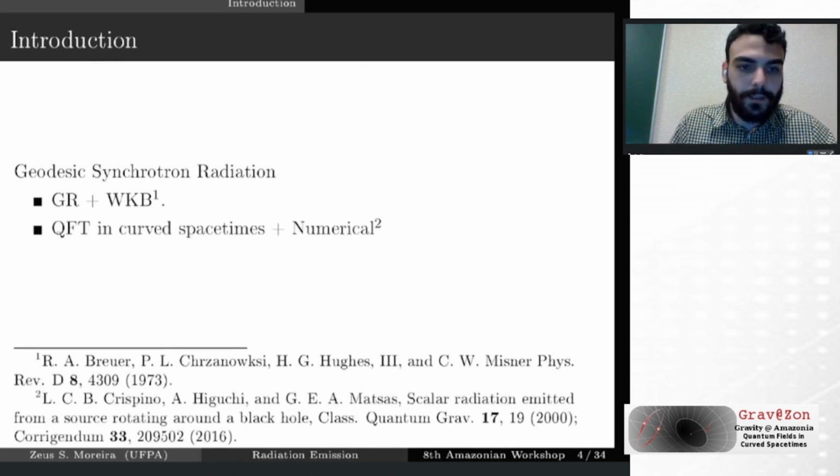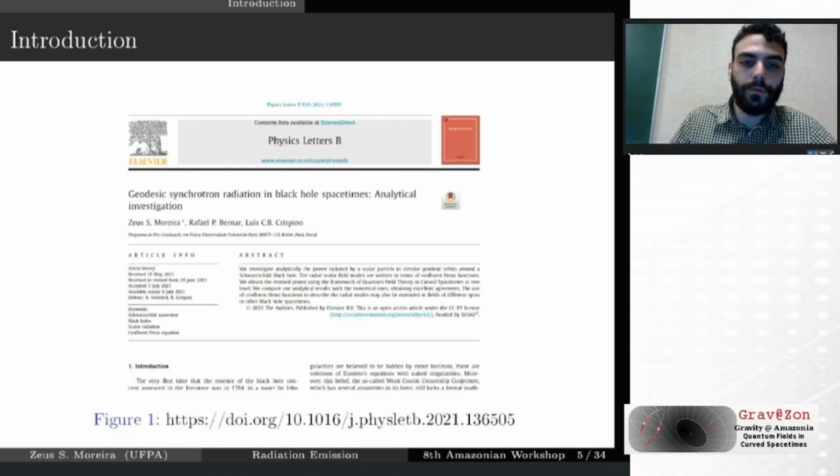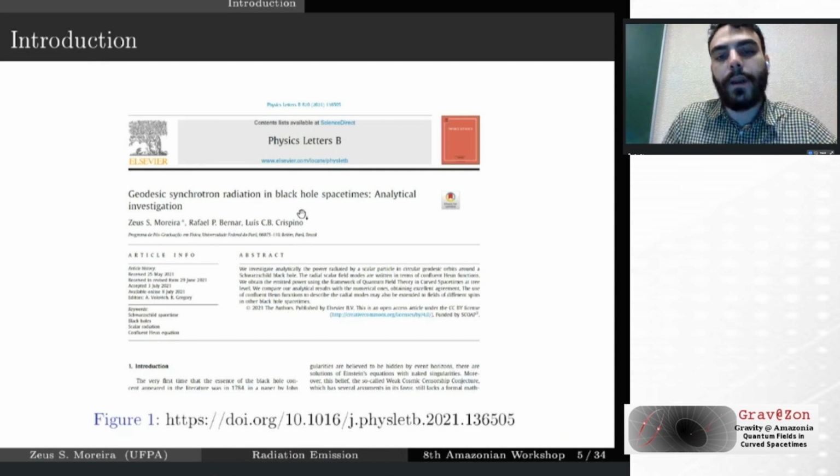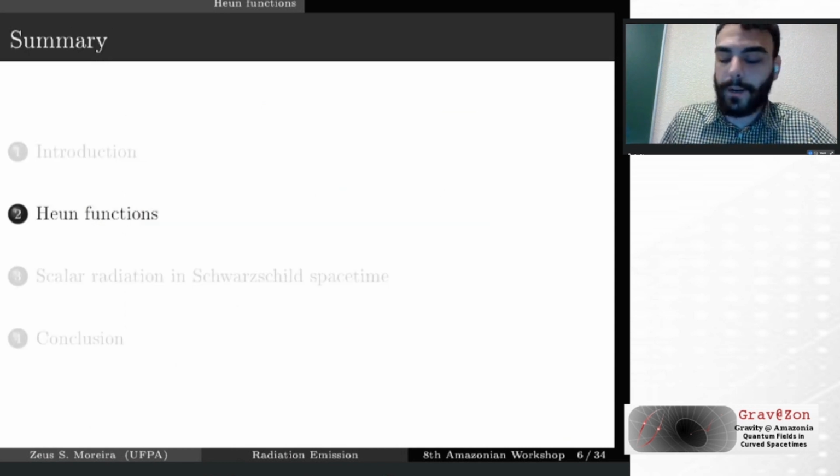And some decades later, Professor Crispino, Atsushi Higuchi, and Matsas published this paper using a quantum field theory in curved spacetime approach to make the same calculation. And they solved the radial equation for the radial modes using numerical techniques. And last year, we were able to publish this paper in Physics Letters B, where we revisit this problem, but now applying some analytical techniques, namely the theory of Heun functions. And that's what I'm going to talk about right now.